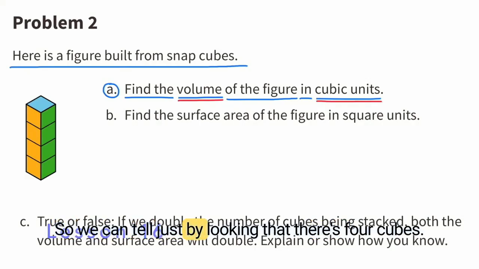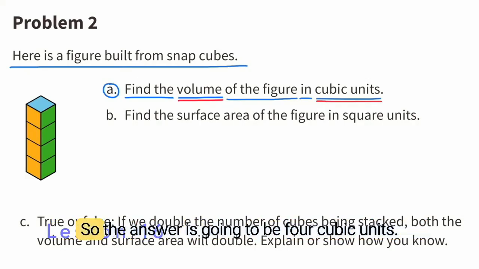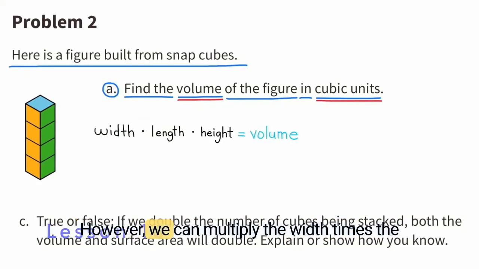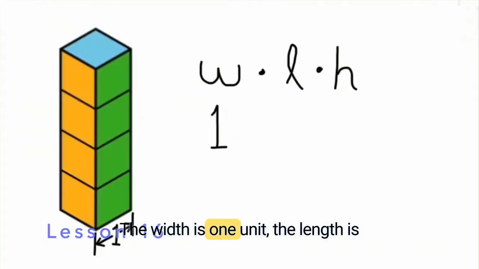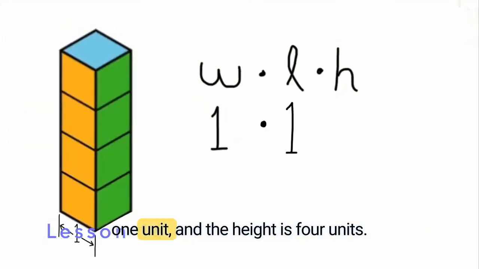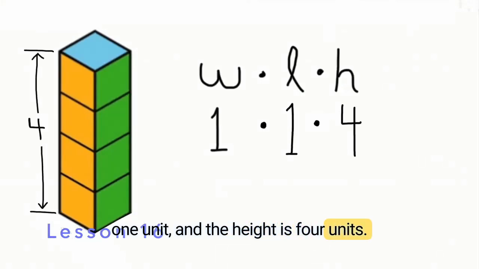So we can tell just by looking that there's 4 cubes. So the answer is going to be 4 cubic units. However, we can multiply the width times the length times the height to get the volume. The width is 1 unit, the length is 1 unit, and the height is 4 units.